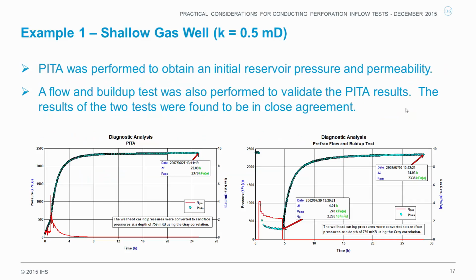Let us look at the two examples that I have prepared. Example 1 is a shallow gas well with permeability of 0.5 millidarcy. What's interesting about this example is that a PITA test was followed by a flow and build-up test, and the results of the two tests were found to be in close agreement. It's not very often that we see a situation like this where a PITA test is followed by a flow and build-up test. So in this case, the results were found to be in close agreement, and the flow and build-up was used to verify the results of the PITA.